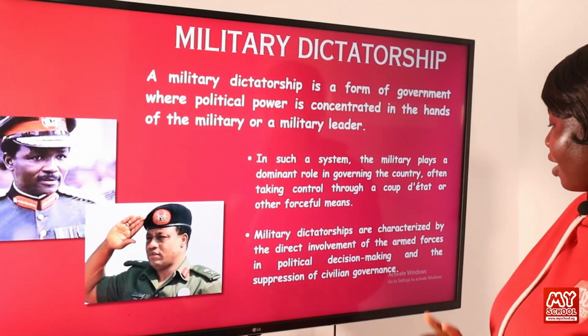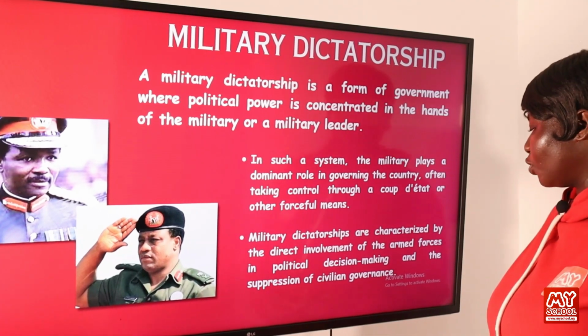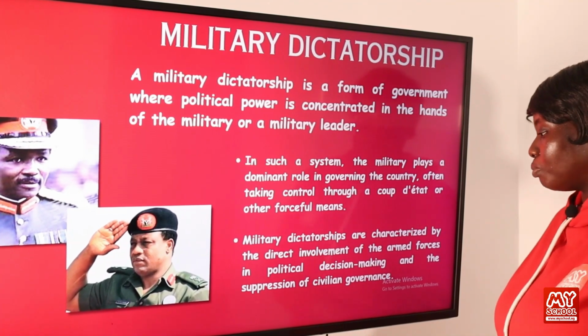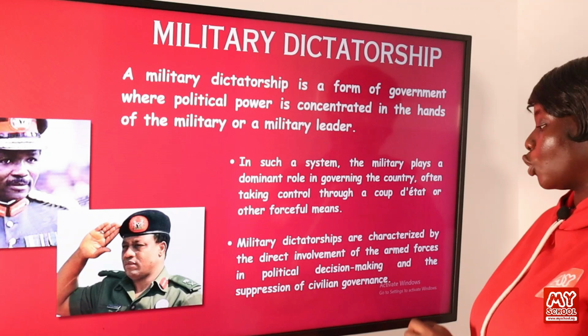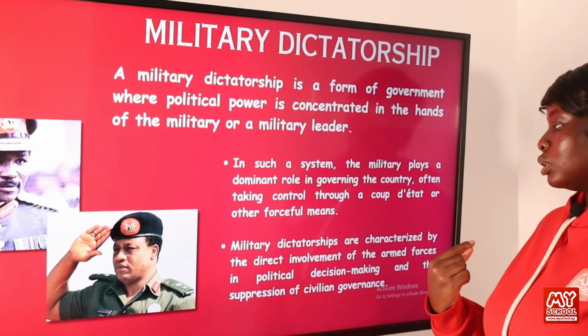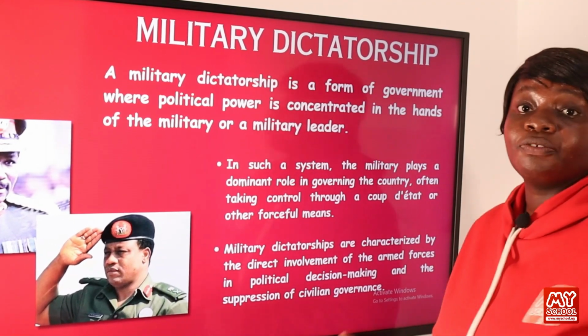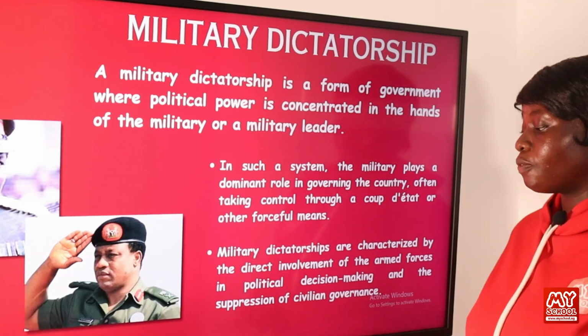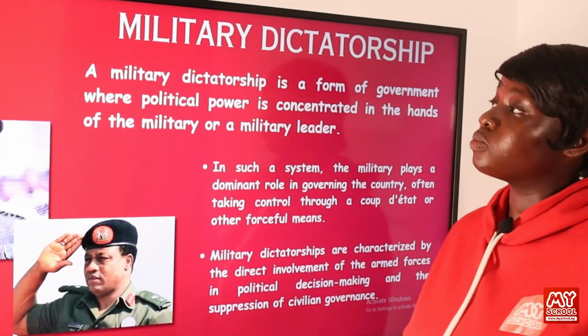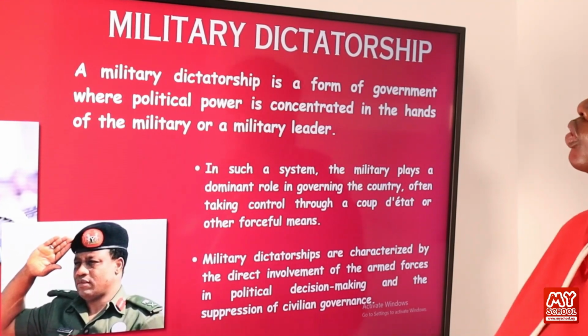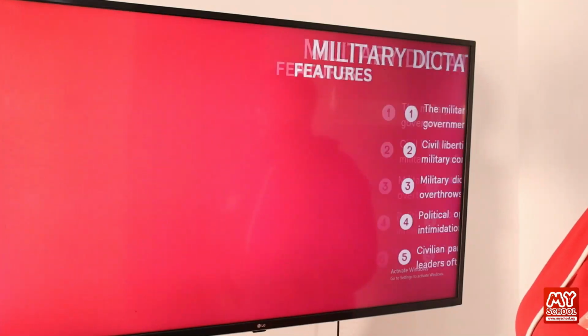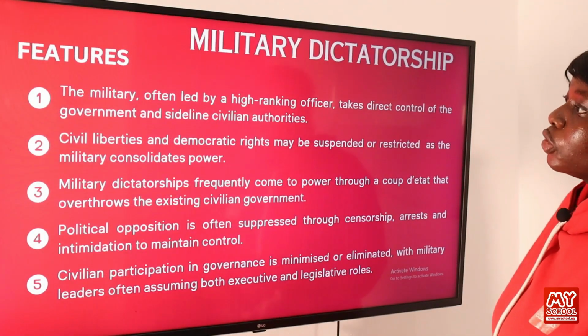Military dictatorships are characterized by the direct involvement of the armed forces in political decision-making and the suppression of civilian governance. So it's characterized by the direct involvement of the armed forces, members of the armed forces who come to take over power from civilian leadership. Let's move on to the next slide where we'll discuss the features of military dictatorship.